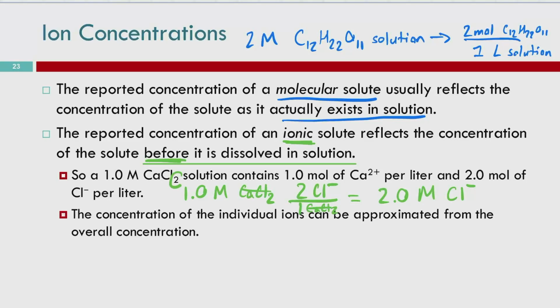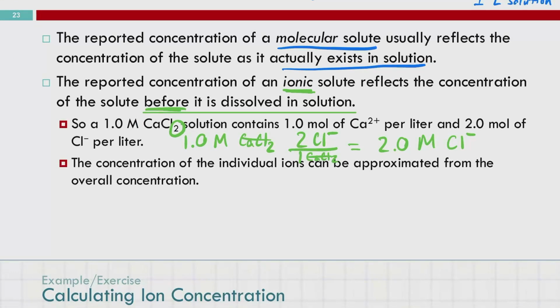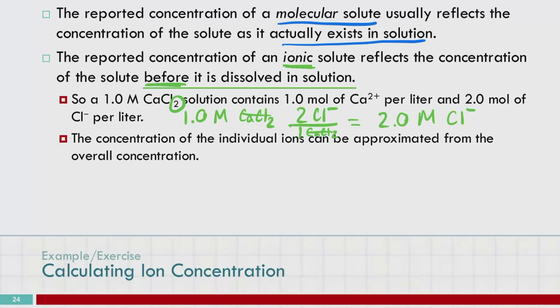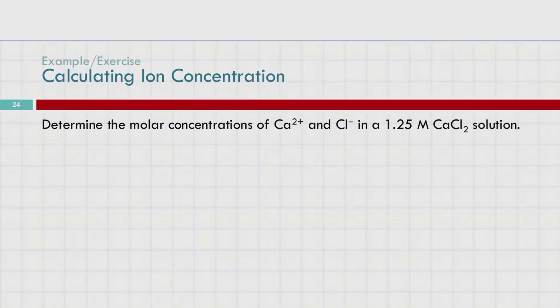So we multiply by 2 because of this 2 subscript in the calcium chloride. For the calcium, it's 1 mole per liter, 1 molar, the same as the concentration of the ionic solute before it's dissolved. Questions or confusion about that? It's a small piece of stoichiometry just based on the formula. This will become more important when we get to acids and bases stuff.